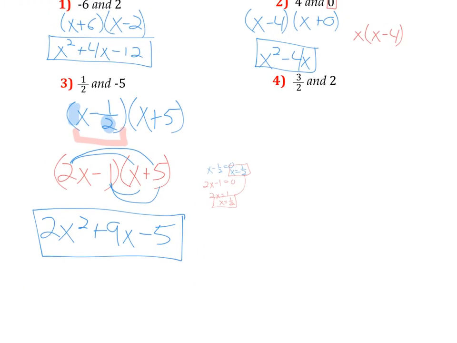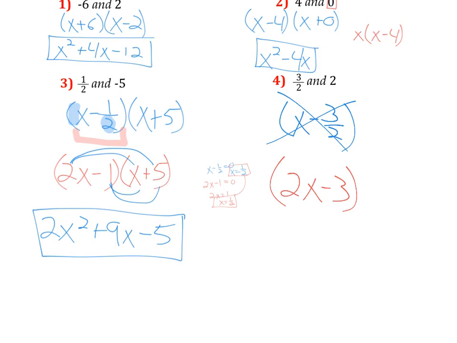All right, number 4 is going to be awfully similar. So number 4, we're going to have x minus 3/2. Not a huge fan of that. Let's use what we've learned. 2x minus 3. And again, all I did is took that denominator and essentially threw it in front over there. And then x minus 2.